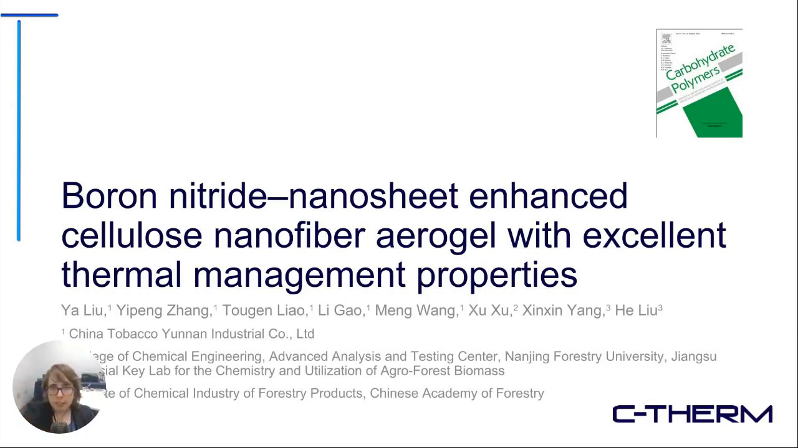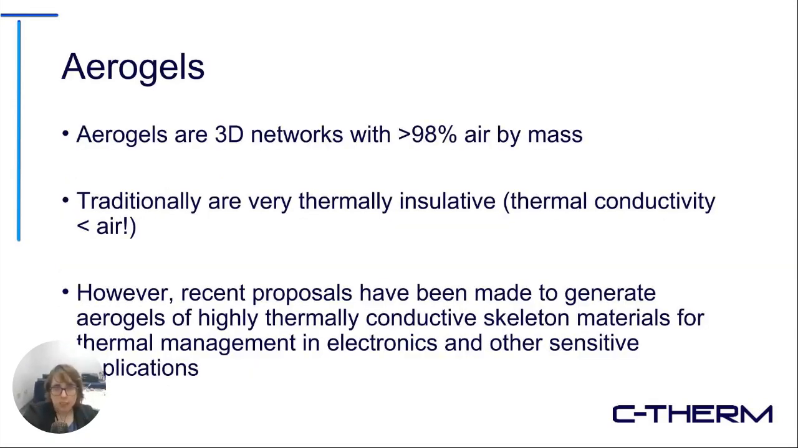This next set of data is entitled Boron Nitride Nanosheet Enhanced with Cellulose Nanofiber Aerogel with Excellent Thermal Management Properties. This takes the principle of making a lightweight, thermally conductive backbone to the extreme by making the backbone out of an aerogel. Aerogels, of course, are 3D networks that are over 98% air by mass. Traditionally, these are extremely thermally insulative materials. They're the only known materials that offer a thermal conductivity of less than that of air.